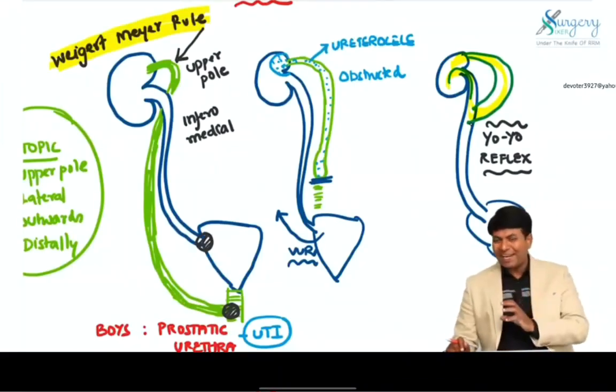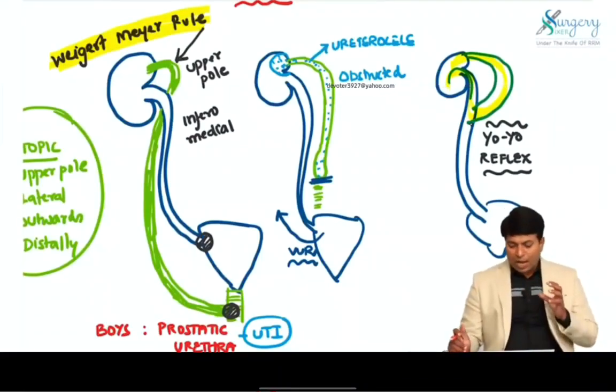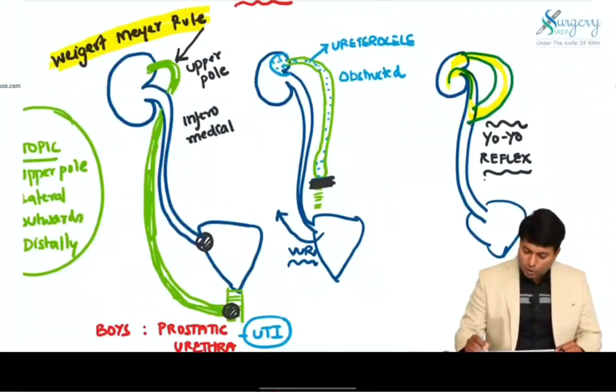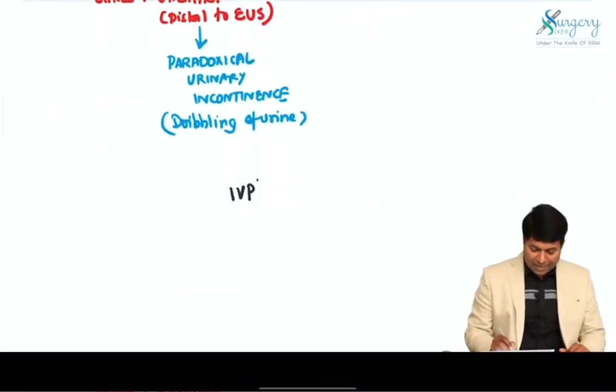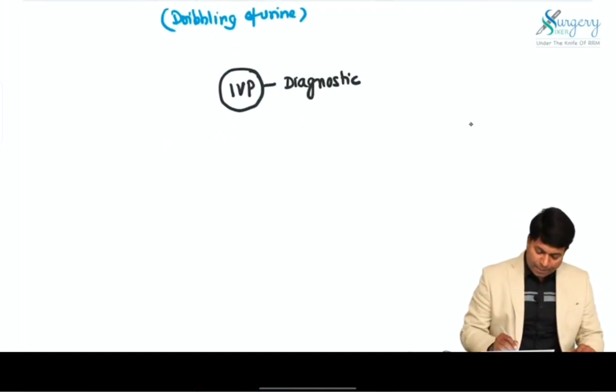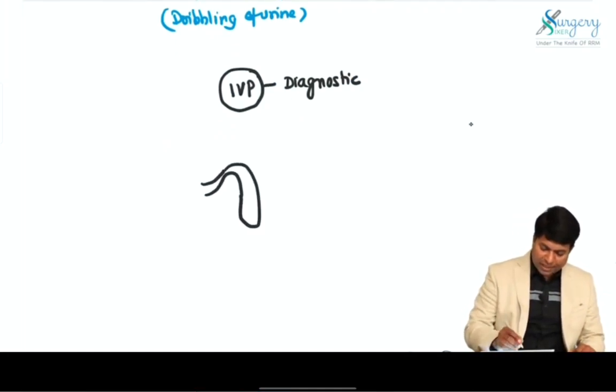One is joining inferomedially in females causing paradoxical incontinence. Another is the ureter getting obstructed, forming a ureterocele. Another is yo-yo reflux. And when you do IVP, it is diagnostic of ectopic ureter. And in the second picture which I told you, there is a ureterocele. See, this is a ureterocele. The upper ureter is obstructed.